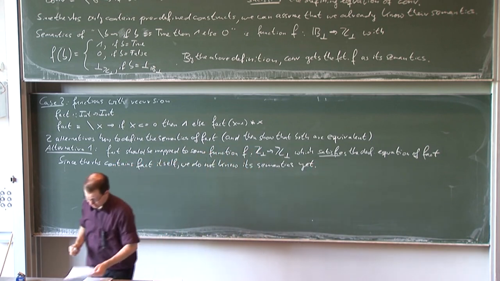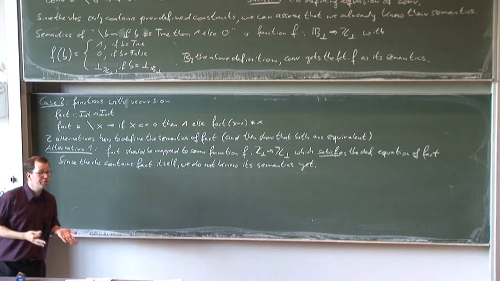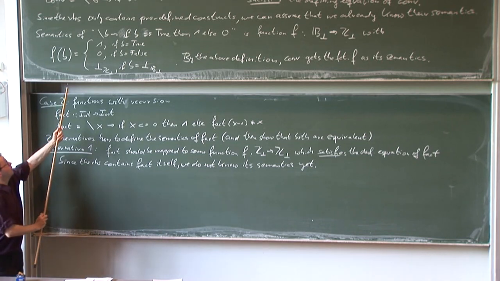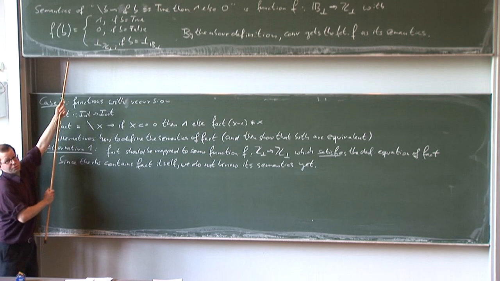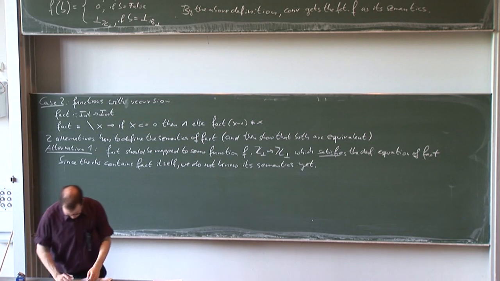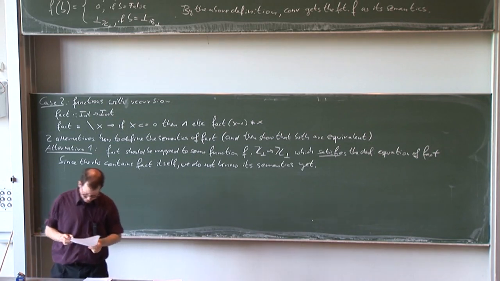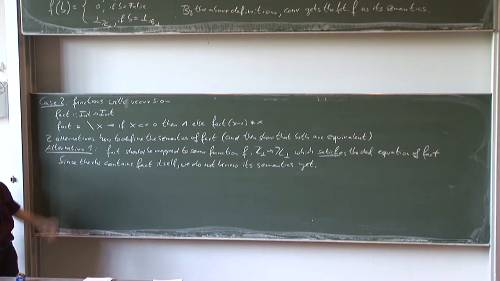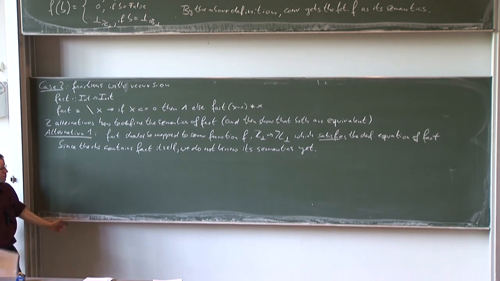So that's bad. We know how to deal with non-recursive definitions, but this definition is recursive. And therefore, we cannot just say, okay, let's first compute the semantics of the right-hand side and then say this is the semantics of the left-hand side. Now the first idea how we can solve this problem is we can replace this definition of fact by a series of non-recursive definitions, because we know how to deal with non-recursive definitions.